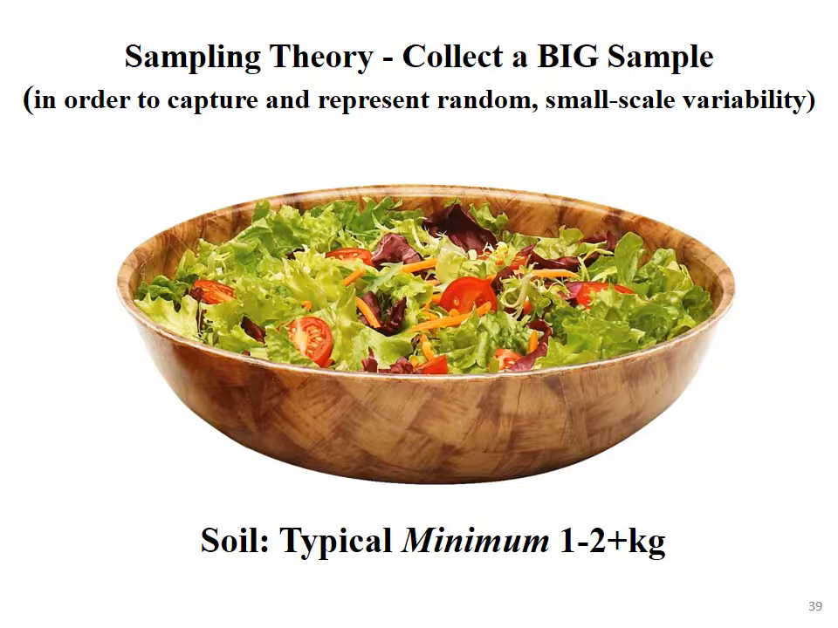In sampling theory, again, the idea is you collect a big sample from lots of points. Fundamental error is a key part of sampling theory: you actually calculate the mass of salad or the mass of soil that you need to collect to get a representative sample. And this is based on, again, particle size, shape, density, and the anticipated concentration of whatever it is you're looking at. If you run this through the fundamental error equation for soil, and you're focusing on the minus 2 millimeter fraction of soil, then your typical minimum mass of soil sample you would collect is 1 to 2 kilograms. I'm not sure what it is for salad.